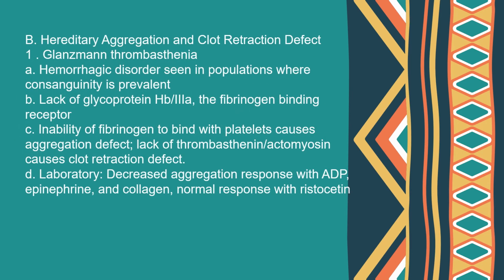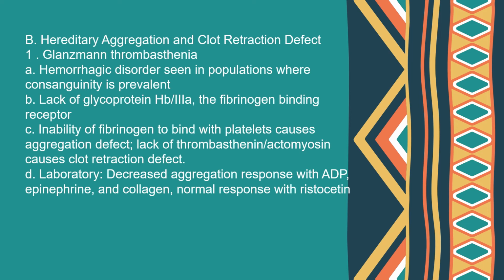The next set of problems has something to do with aggregation and clot retraction of the platelets. The first one here is Glanzmann thrombasthenia. This is a hemorrhagic disorder that is seen in populations where consanguinity is prevalent. That means there is intermarriage of related people, relatives. This is especially true for royalties. Sometimes they get married to people who are related to them, like cousins or something.